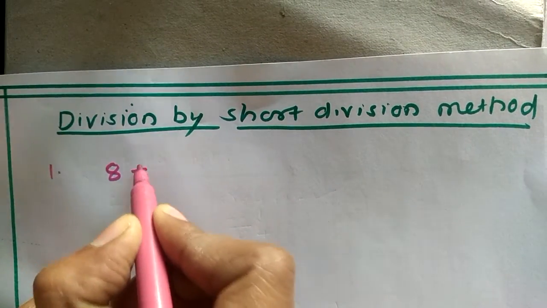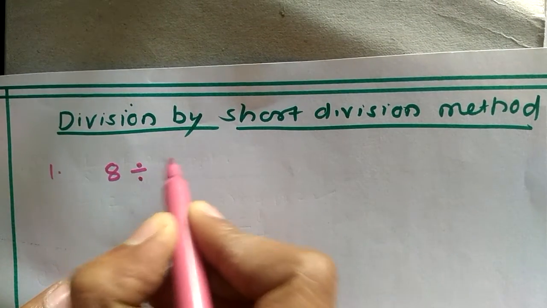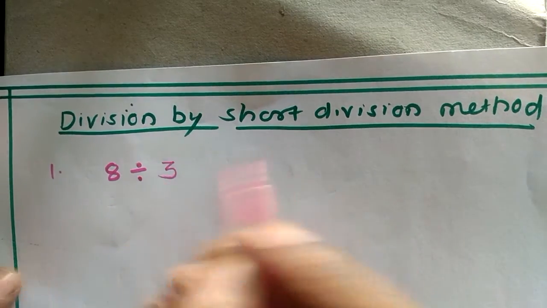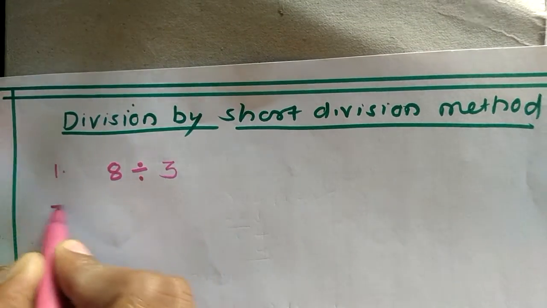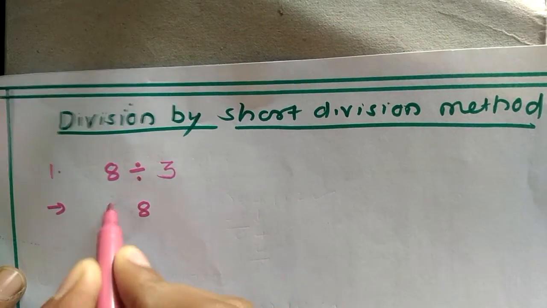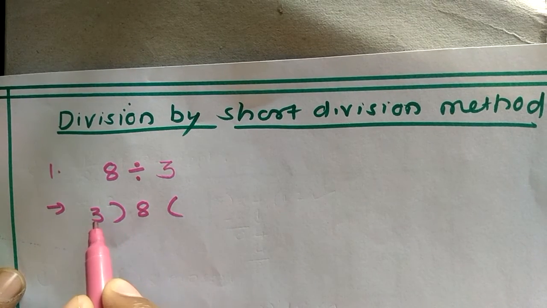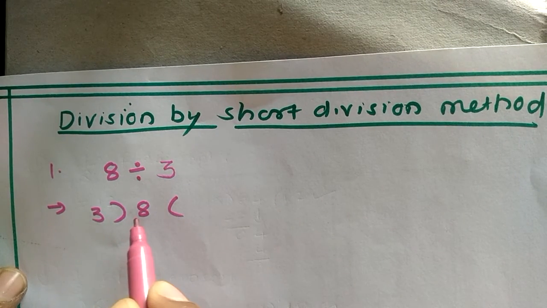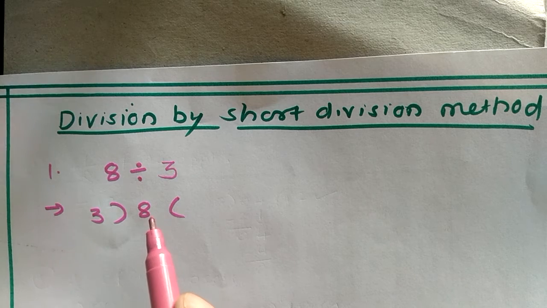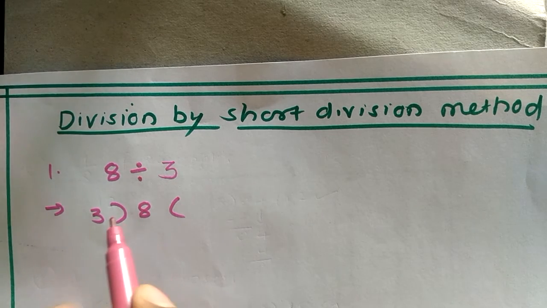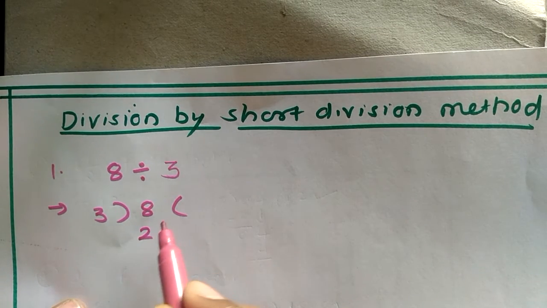So let us take 8 divided by 3. So how to do this? 8 we are dividing with 3. Here you have to say the table of 3 till it comes 8. So it will not come. So before that what comes? 6. So 3 2s are 6, isn't it?